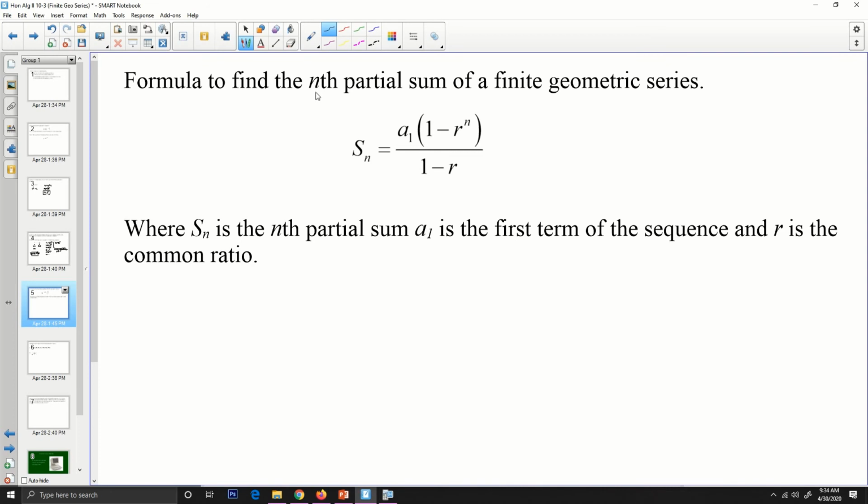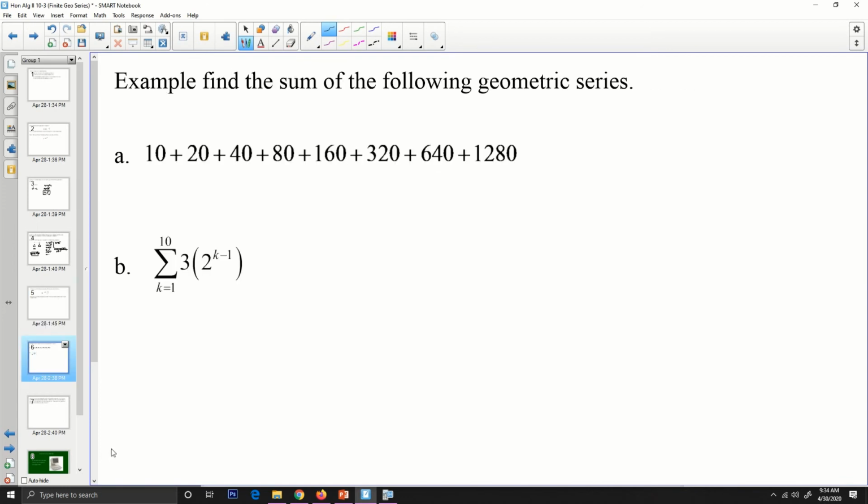So again, if I add up the first n terms of a finite geometric series, I'm going to use this expression where S sub n is the nth partial sum. A sub 1 is the first term of the sequence, and r is the common ratio. The good news is we don't need to know the last term to solve this. All we need is the first term, the common ratio, and how many terms we need to add up. That makes life a little bit easier.